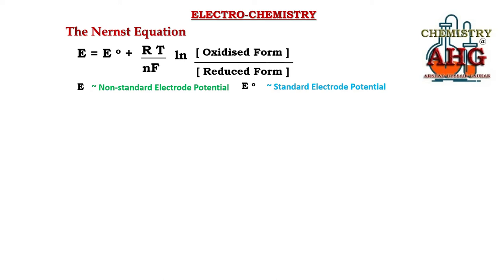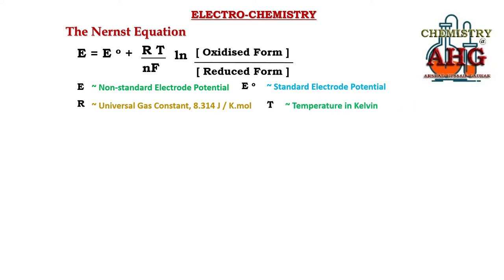R is another constant. It is commonly known as universal gas constant, and its numerical value is commonly available when we use this Nernst equation. The numerical value of R is 8.314 joule per Kelvin per mole. T is the absolute temperature, and this temperature must always be taken in units of Kelvin. Whenever we use Nernst equation, the temperature is always kept in Kelvin.